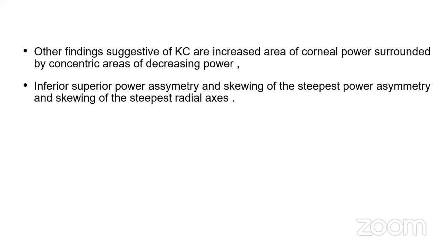Other findings suggestive of keratoconus are increased area of corneal power surrounded by concentric areas of decreasing power, inferior-superior power asymmetry that is more than 1.5 diopters, and skewing of the steepest radial axis, that is more than 22 degrees.